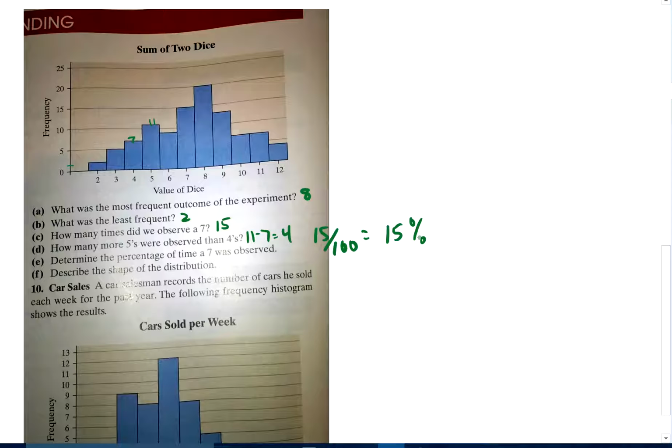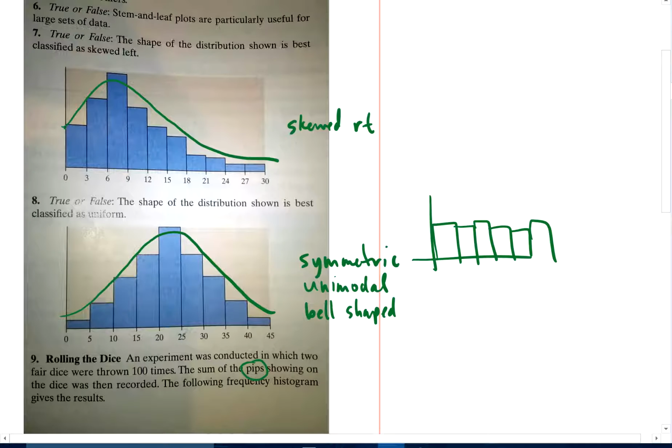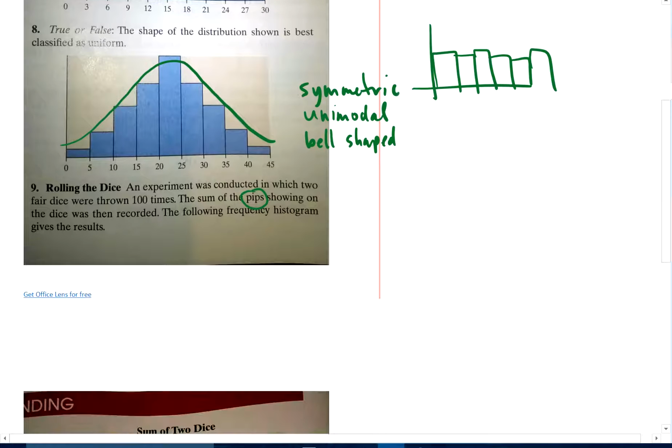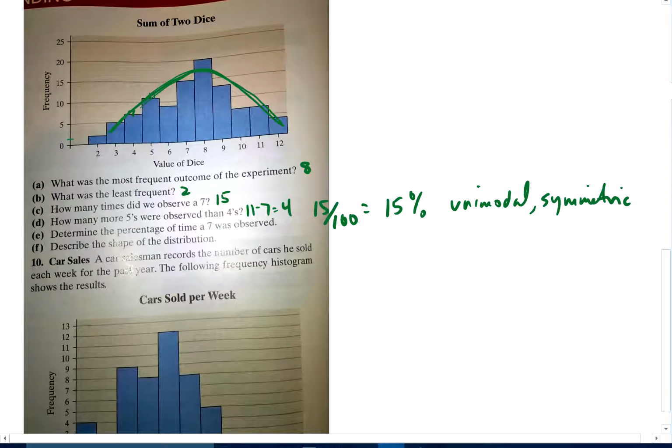Describe the shape. The shape looks like we talked about in the earlier part, unimodal and symmetric. Can it be unimodal and not symmetric? Absolutely. This one is unimodal and it's not symmetric. Okay, so this is also, there we go. Alright, so there's 7, 8, 9.